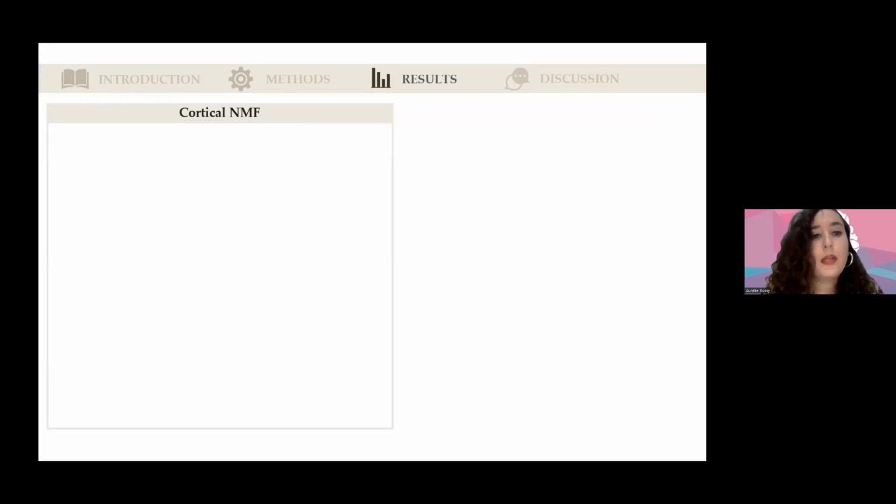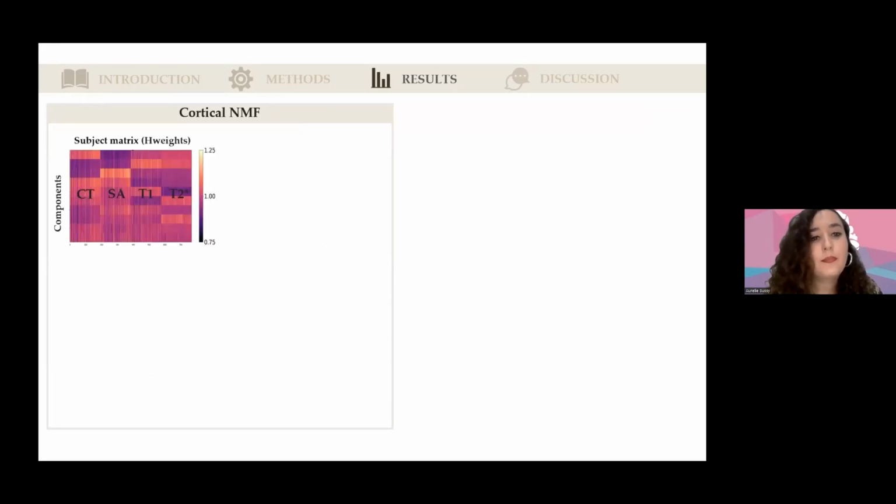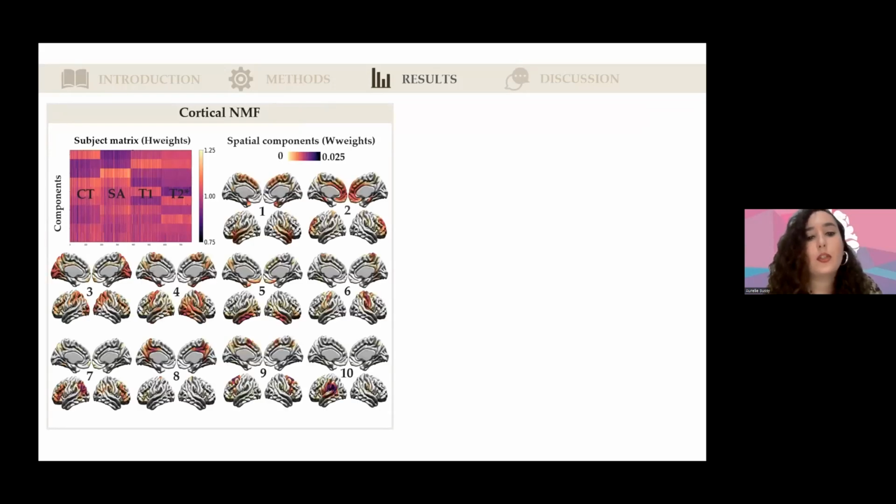To give you a better idea of how it looks, I'm going to jump into the results of the NMF for the cortex. Here is the matrix for the subject weight that I'm going to describe just after, and here are the spatial components that we obtained. We selected 10 components here, using a stability analysis to select the best number of components. I'm not going to go into the detail of that for a matter of time.